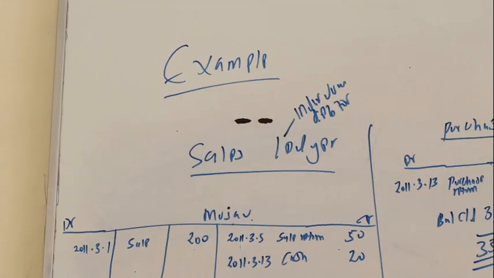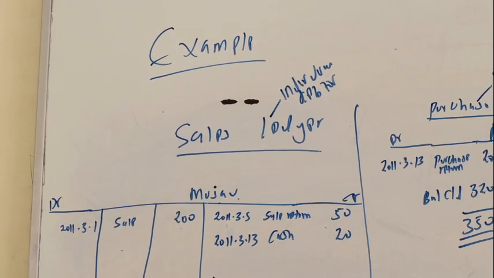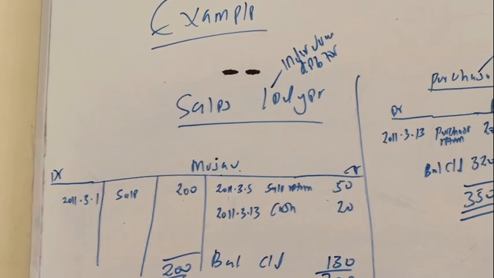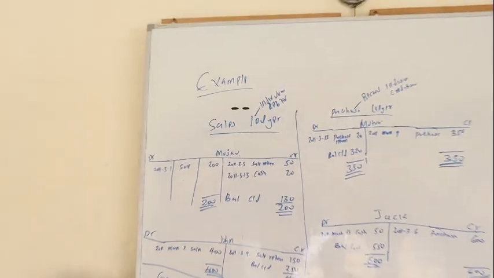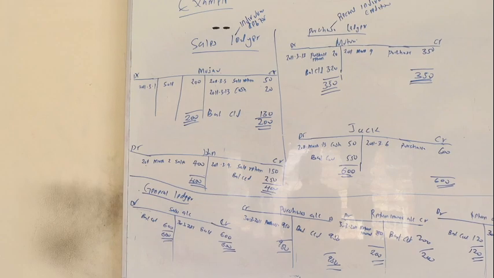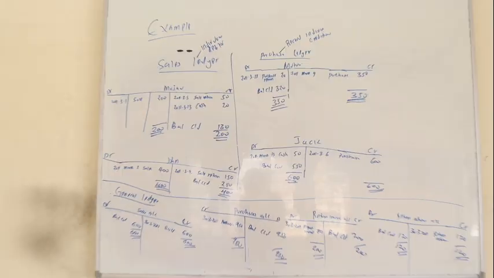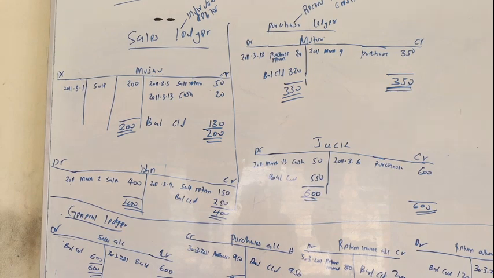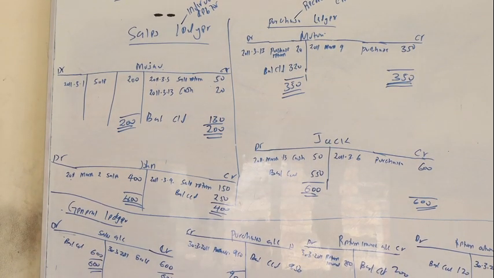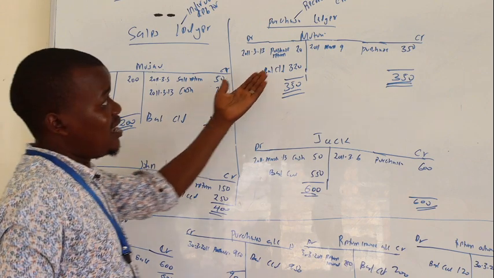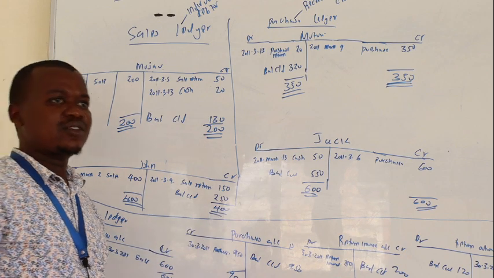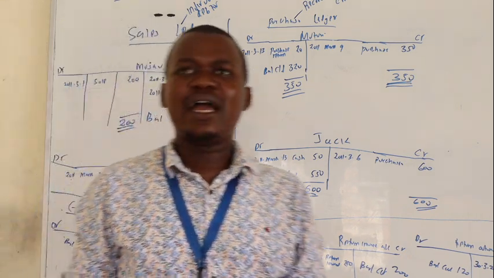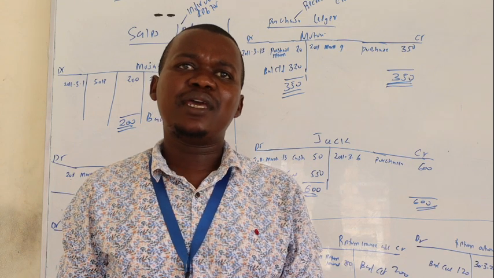So class, ensure you understand the ledgers. We have sales ledger, which is for individual debtors. We have also what we call purchase ledger for individual creditors. We have general ledger now for the other accounts. So that's how we prepare journals. That's how we prepare ledgers.